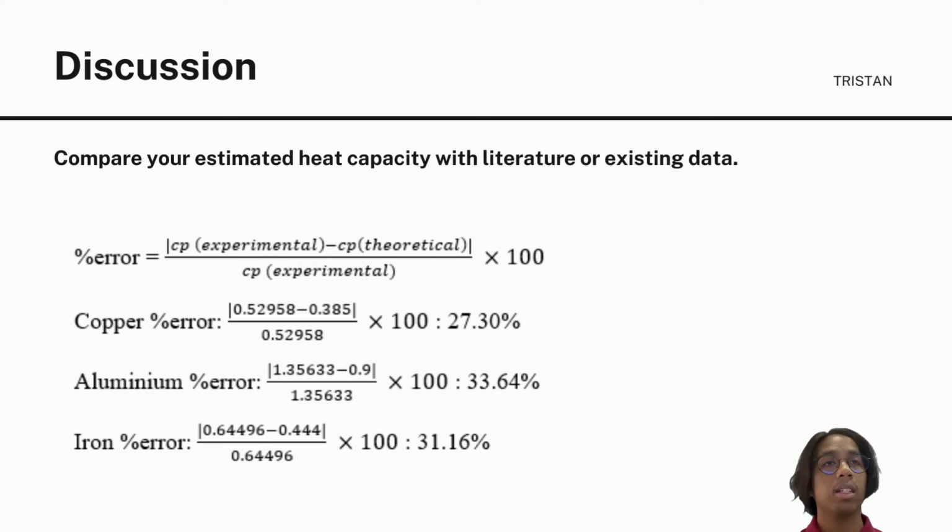Okay, same as before, the formula is 1.35633 minus 0.9 enclosed by modulus divided by 1.35633 times 100, and we get 33.64%. Okay, lastly, for the percentage error of iron, still the same formula, and we get 31.16% by 0.64496 minus 0.44 enclosed by bracket of modulus divided by CP experimental of iron just now, and hence we get the value.